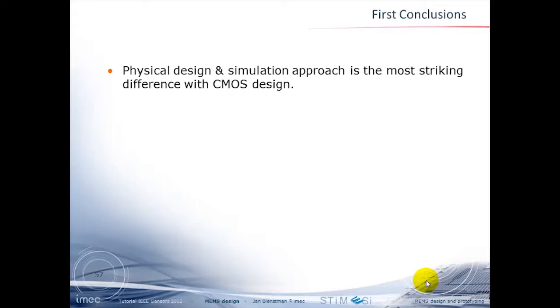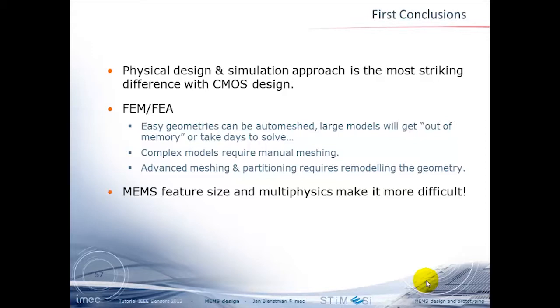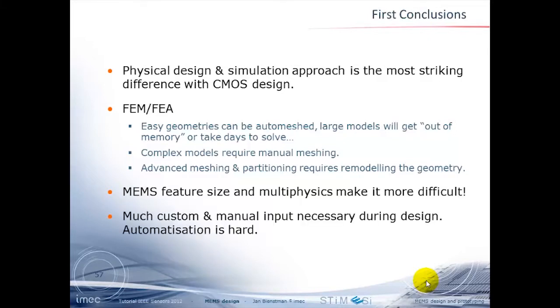So, first conclusion: the physical design is the most striking difference with CMOS design, and the FMA methodology, you have to draw something. Simple geometries can be automatically meshed, but large models run out of memory or take days to solve. So you require manual meshing, and there are a lot of techniques to do that. The feature size of MEMS makes it more difficult, and a lot of manual input is required, which makes automation very hard. That's why I say meshing is an art.